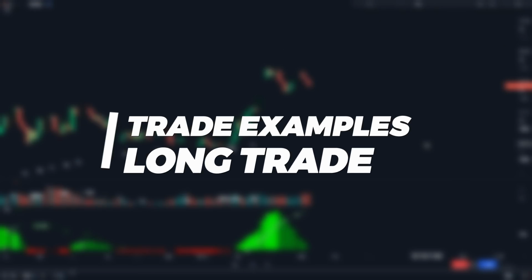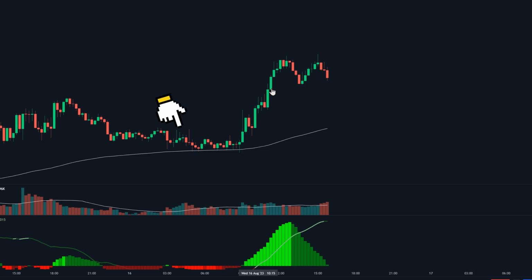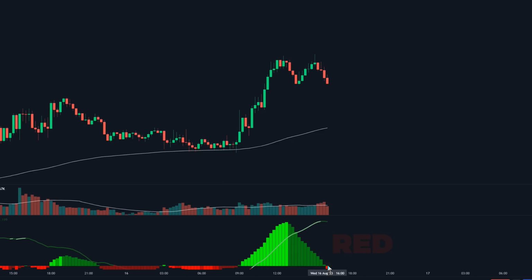To take a long trade, first, the price must be trading above the 200 period EMA. Second, this oscillator of the volume-supported linear regression should be colored green. These first two conditions indicate that the market is in a long-term bullish trend. After we have the bullish trend, we need a pullback to occur. To confirm that, we need this histogram to turn from green to red to indicate the start of the pullback.